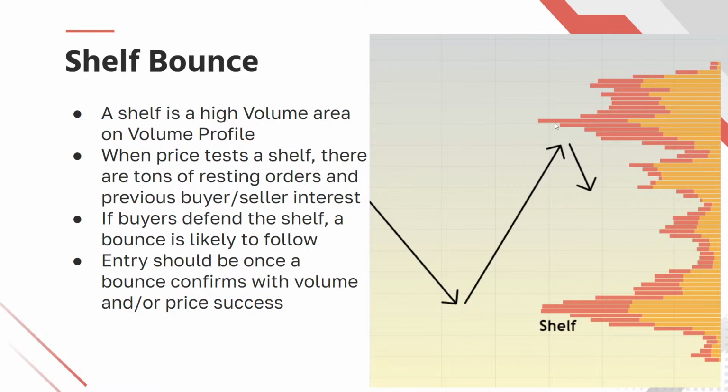So when price tests a shelf, there's going to be tons of resting orders and also just previous buyer and seller interest. So we know that when price hits this area, the buyers and sellers both try to fight about it. When price hits this area up here, they fight about it too. So when they're defending these shelves, that's when we can see that a bounce or a rejection is likely to follow. If price comes down and tests this shelf and then the bulls immediately react strongly, that's when we would want to enter.